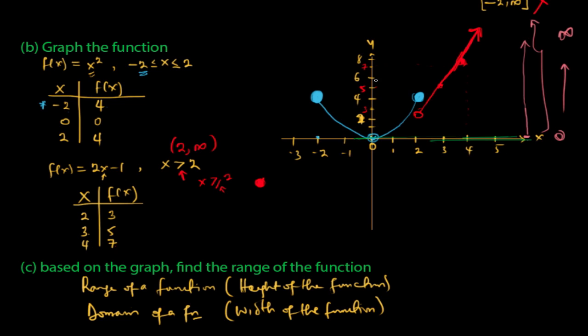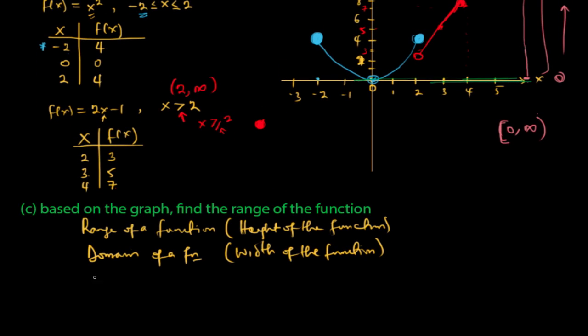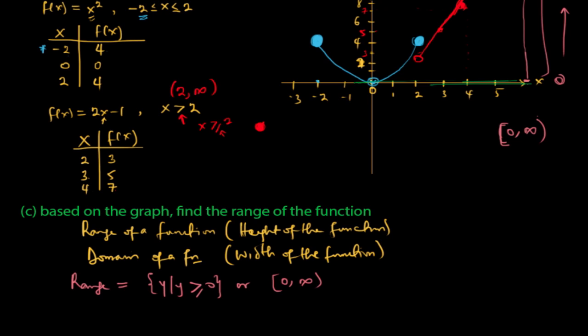So if you want to write the range of this function, we would say y goes from 0. Since 0 is inclusive, we use this 0 to infinity. So this is going to be the height of the function. So the range equals, you could just say the set of all real numbers such that y is greater than or equal to 0, or you write 0 to infinity.